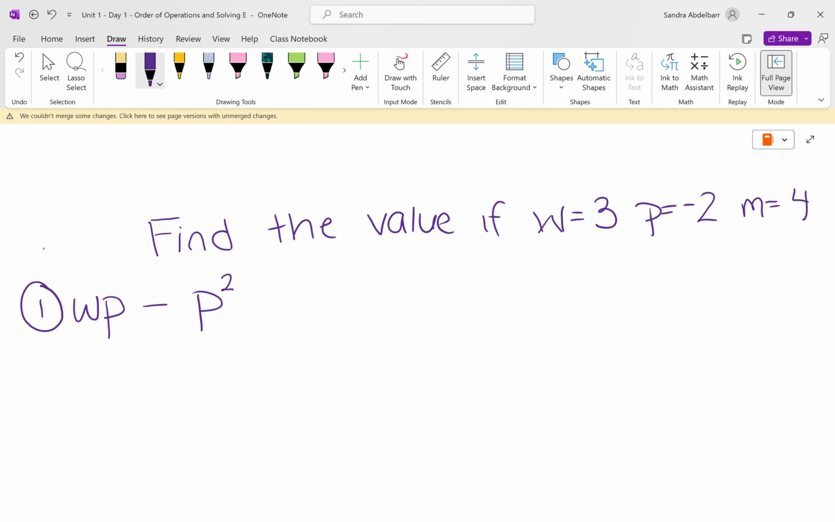All right, so we have WP minus P squared minus, open your parentheses, W plus 2M, close your parentheses, and then a 2 on the outside of that.